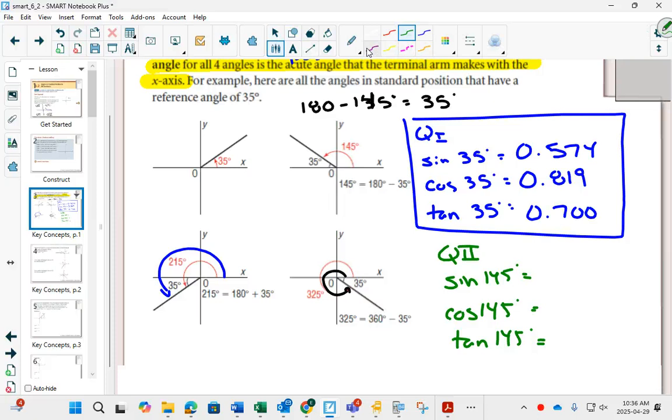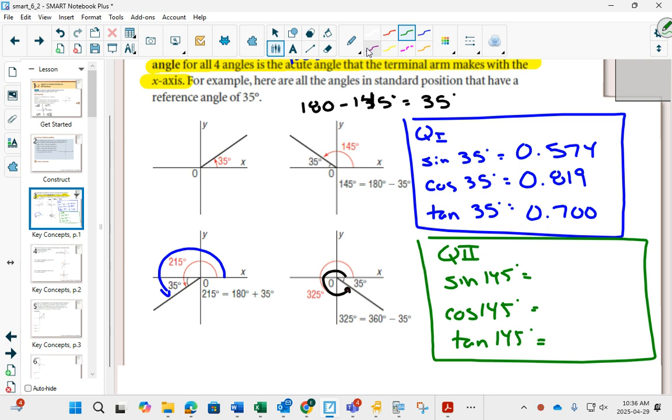Okay. Type those into your calculator. Tell me what you get, to 3 decimal places. Put a box around this too. Tell me if you see anything intriguing, interesting, weird.